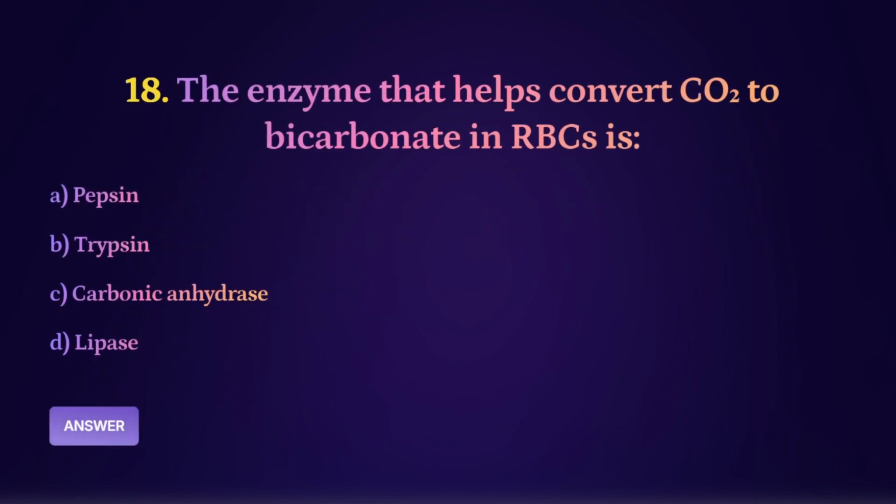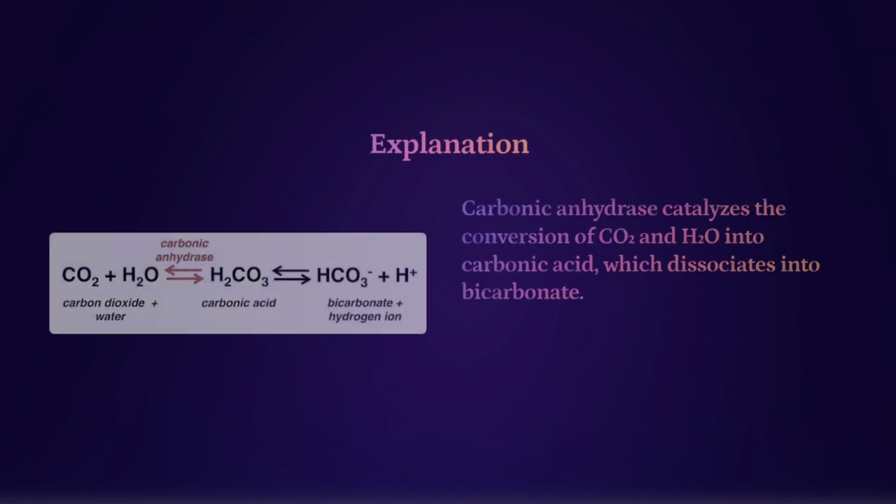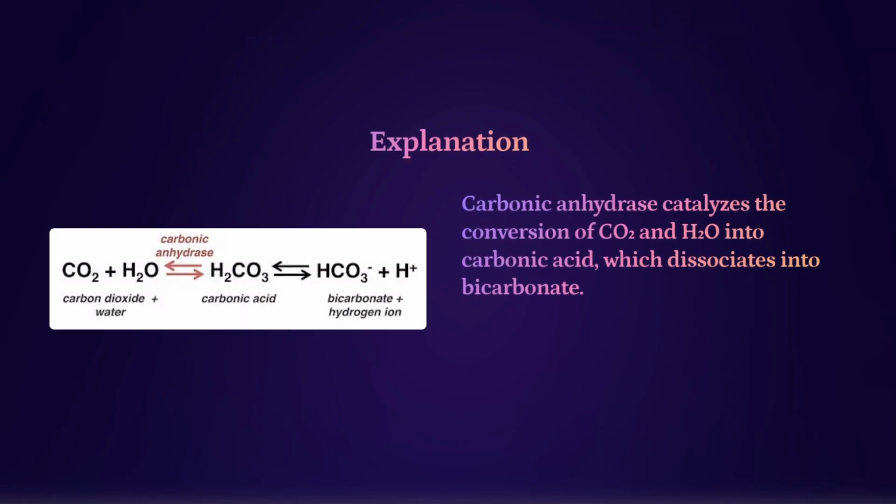Question 18. The enzyme that helps convert carbon dioxide to bicarbonate in RBCs is pepsin, or is it trypsin? Is it carbonic anhydrase, or is it lipase? Correct answer is carbonic anhydrase. Carbonic anhydrase catalyzes the conversion of carbon dioxide and water into carbonic acid, which dissociates into bicarbonate.